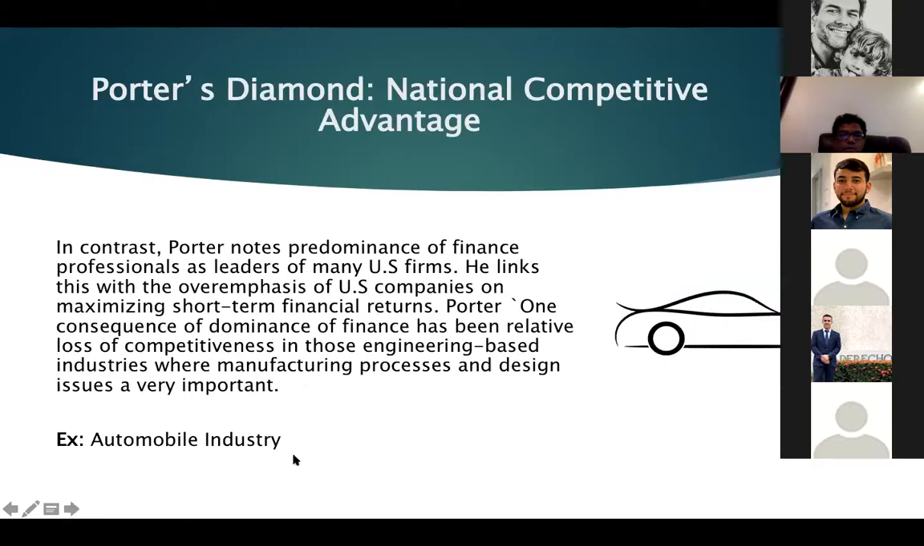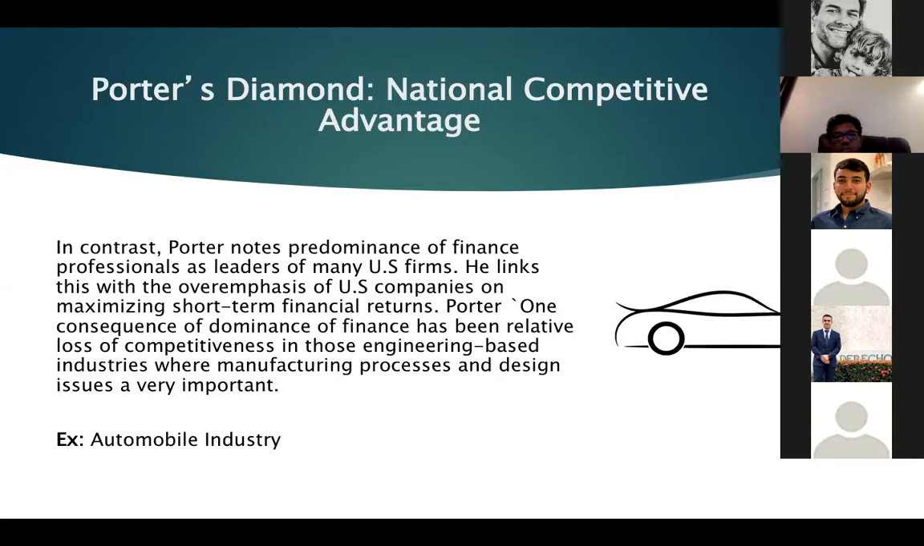Porter noted the dominance of finance professionals as leaders of many American companies. He says many CEOs and presidents of American companies are finance professionals, or have a finance background. He links this with the overemphasis of US companies on maximizing short-term financial returns, because if you want short-term financial returns, you need a finance person as your CEO or president. Porter also noticed that one consequence of the dominance of finance has been a relative loss of competitiveness in those engineering-based industries, where manufacturing processes and design issues are very important. This is Porter's observation.